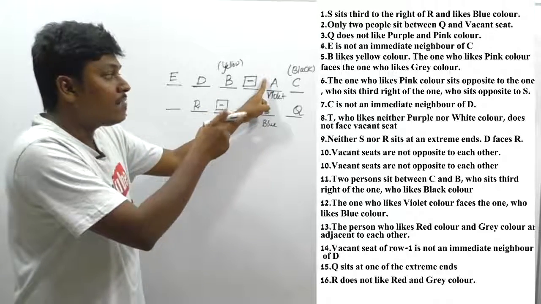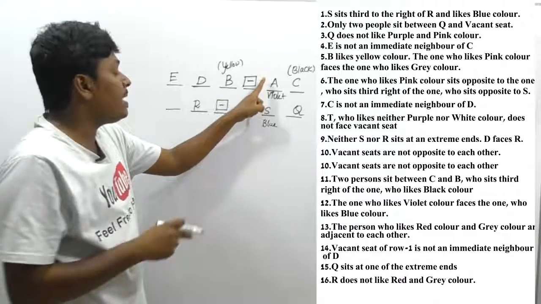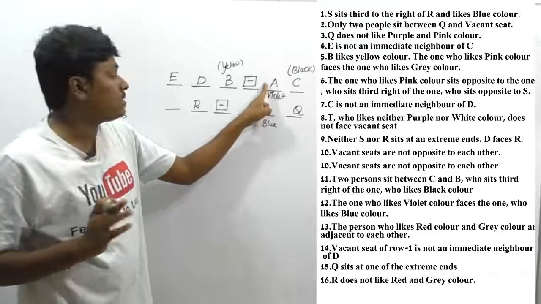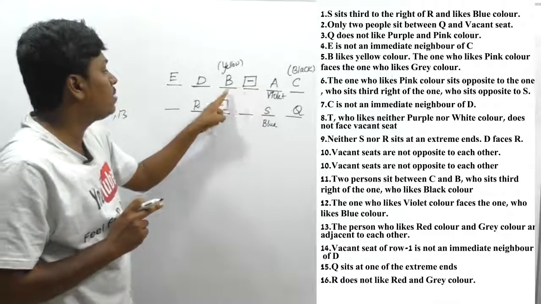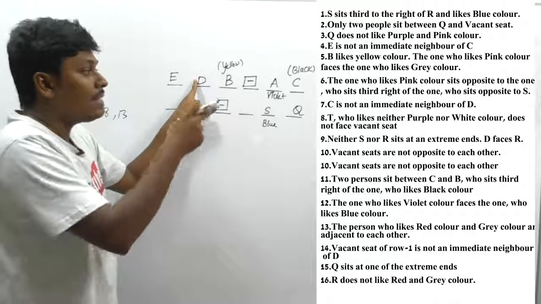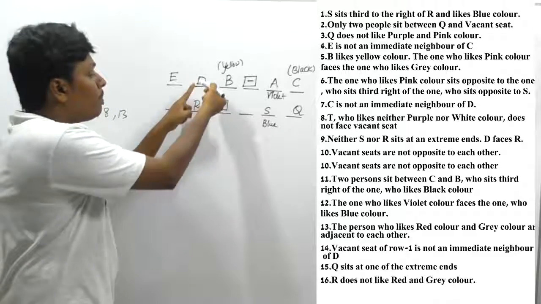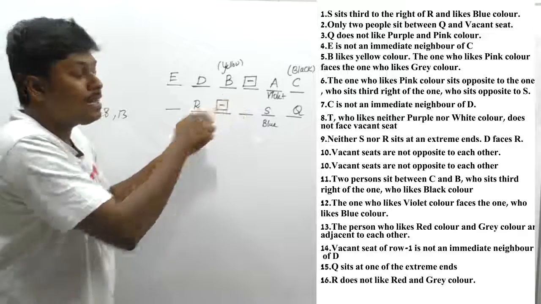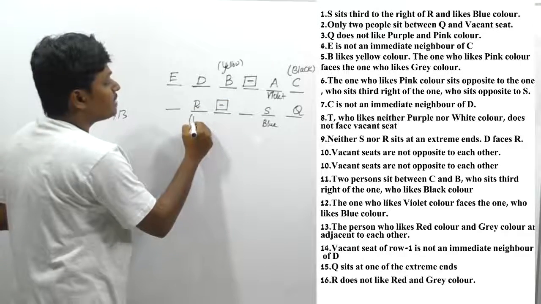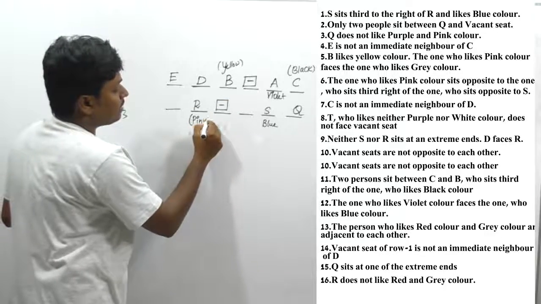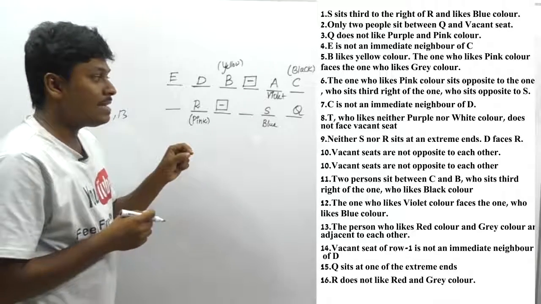And listen to the word carefully, friends. Third right, that means this person's right hand side third. So from this person's right hand side third, 1 2 3, now D, right? And they have said that the person who is opposite to D likes the pink color. So I can say that this person R likes pink color. Friends, got the point? Listen carefully.